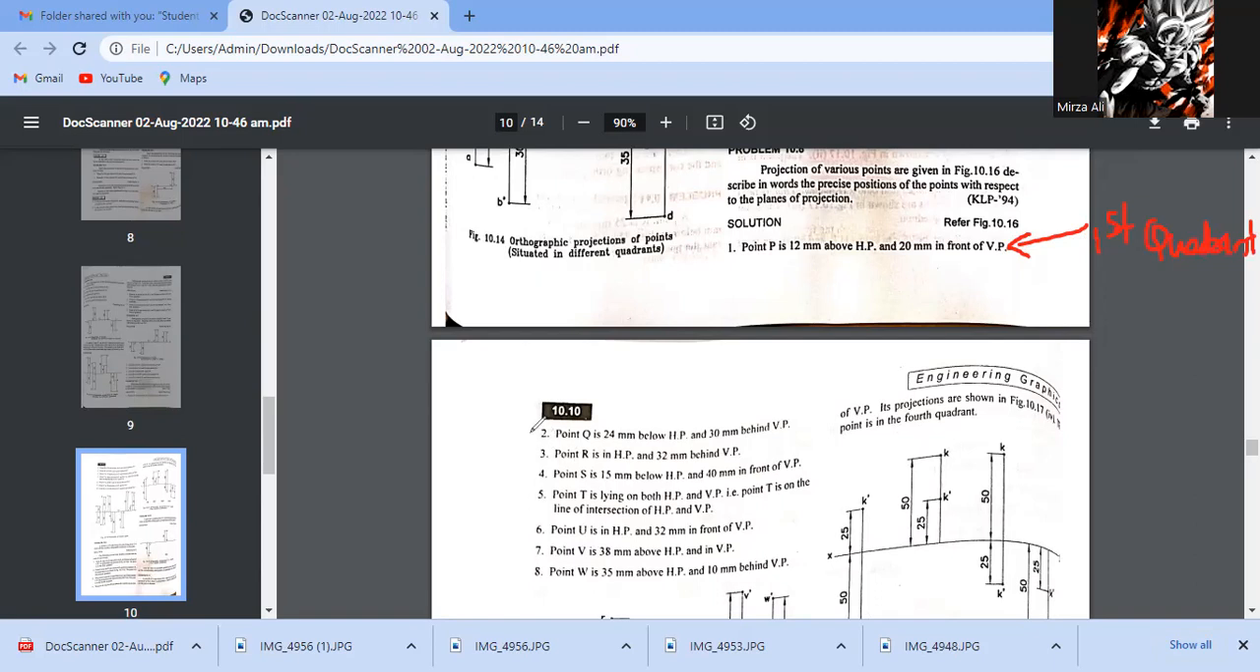Okay. Then question number two. Point Q, 24 millimeter below HP and 30 mm behind VP. The third quadrant. Correct. So this is third quadrant.